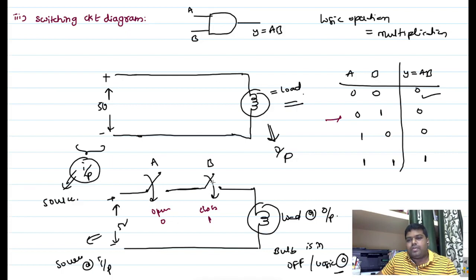So a switch is open, so this entire circuit will behave as an open circuit. In the open circuit current will not exist, so the bulb will not glow, so the output will become logic zero. That means if both the switches are closed, then the current will flow through this particular circuit, then the bulb will be activated, so the output will become logic one. So this series connection of switches leads to the AND operation, right?